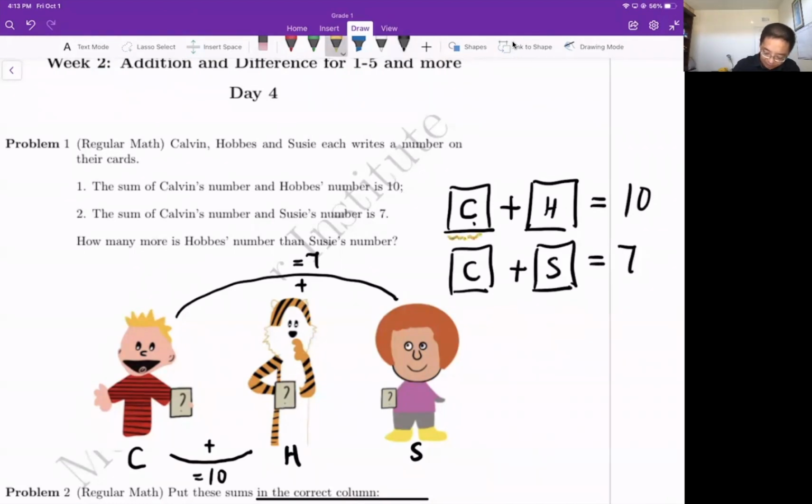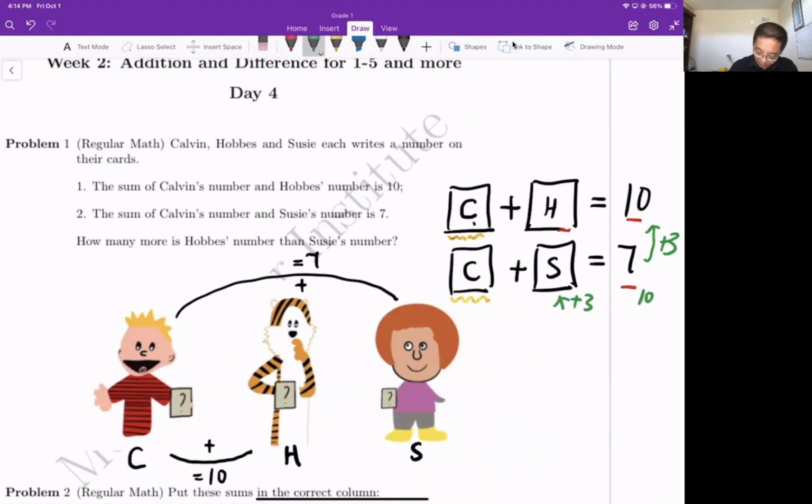Kelvin's number is the same. But if we add Hobby, you get 10, and with Susie it equals 7. So that means Hobby's number must be larger than Susie's number, because both of them add to Kelvin's number. The question is, how much larger? If you want to go from 7 to 10, you have to add 3. So if you add 3 more to here, you get 10, right?